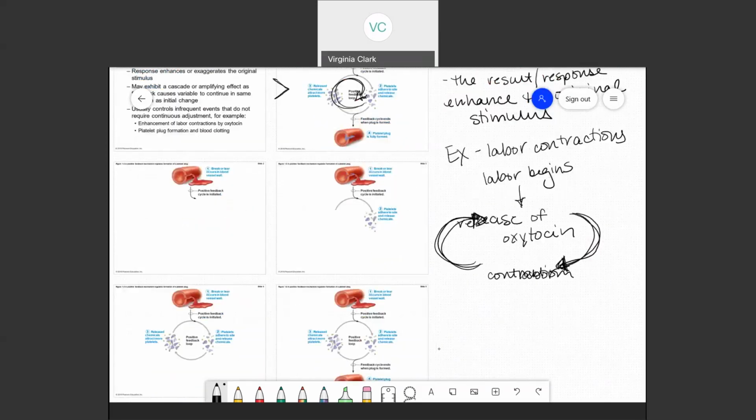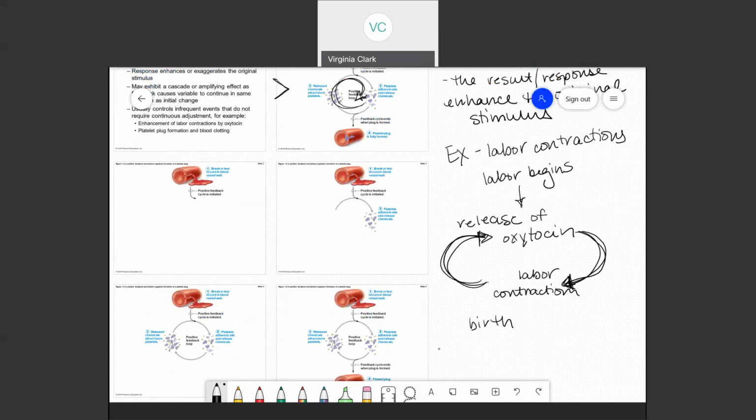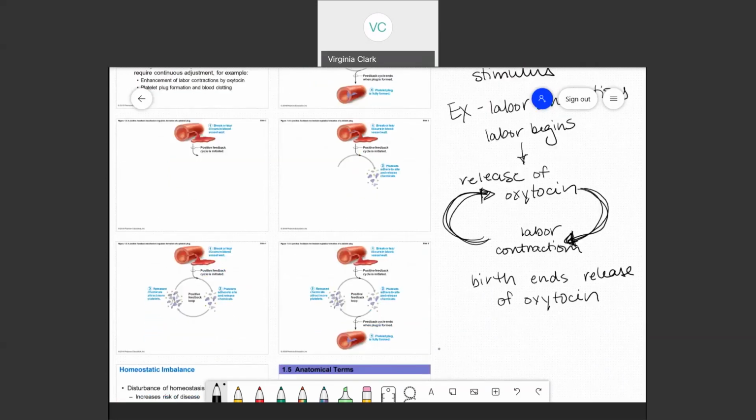So with the example of contractions, the actual birth, where there's no more need for labor, will actually end the release of oxytocin. So there is another external process that will actually stop it. Otherwise, this process will continue. So that's positive feedback. So you can kind of understand the difference between the two. Negative feedback is the primary process our body uses. But we do have several positive feedback type cycles in our body.